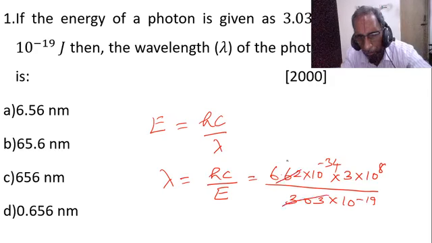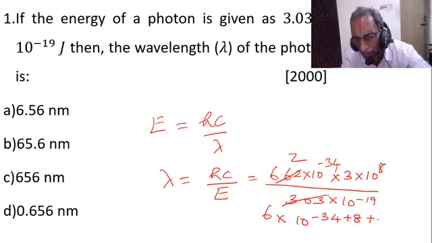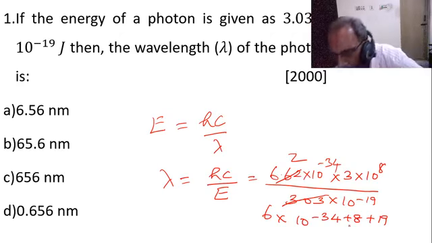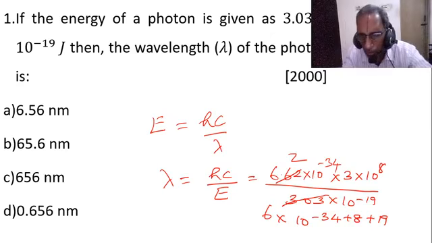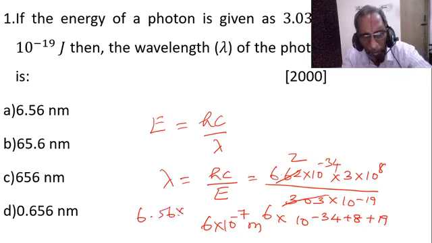Roughly it is 2. So 2 3s are 6. 6 into 10 power minus 34 plus 8 plus 19. Minus 19 becomes plus 19. So 19 plus 8 is 27, minus 34 gives minus 7. 6 into 10 power minus 7 meter, or it should actually be 6.56, all are 6.56 only. So you can directly write.